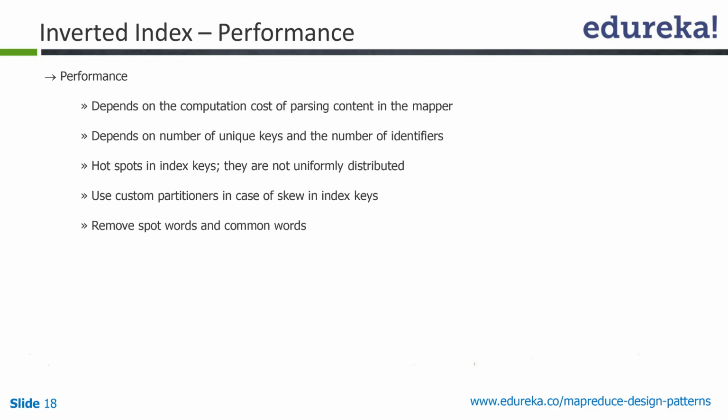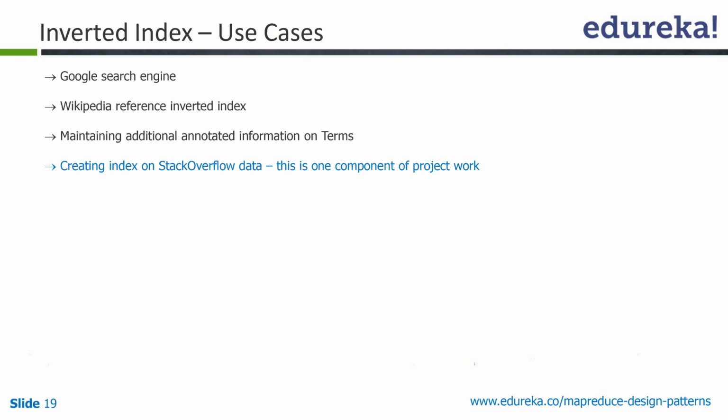The use cases, we talked about these: the Google search engine, then the Wikipedia reference inverted index. This is one of the applications done on the Stack Overflow data itself. The references you find to Wikipedia inside the posts and the comments in Stack Overflow data can be added on a Wikipedia page, which references back to the posts or comments where those references happen. So that's about building an inverted index.